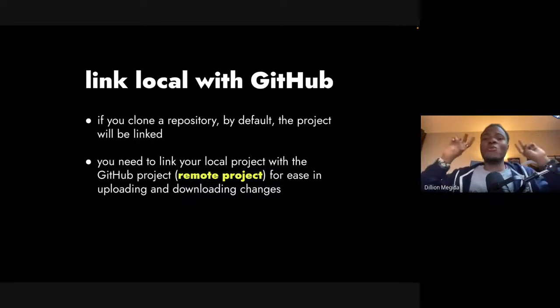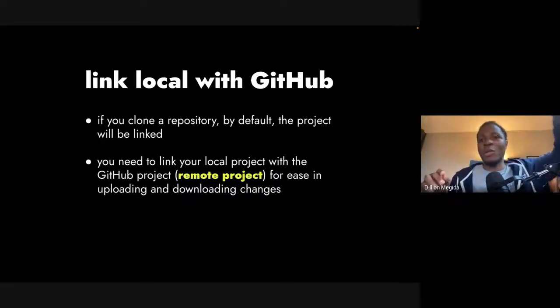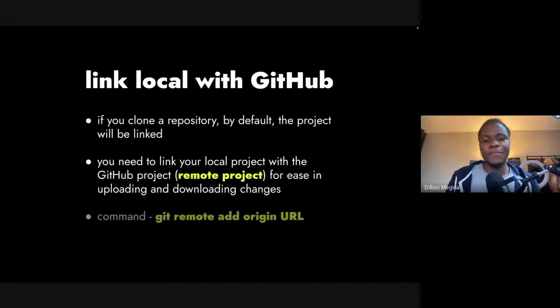The GitHub project is called the remote project. The reason it's called remote is because it's living on the cloud, somewhere else remotely. The project I have on my device is called the local project. The one on GitHub or any cloud-based service, be it GitLab, Bitbucket, Gitbucket, and the rest I showed you earlier, is a remote project. The reason I need to sync this is so that I can upload and download changes.